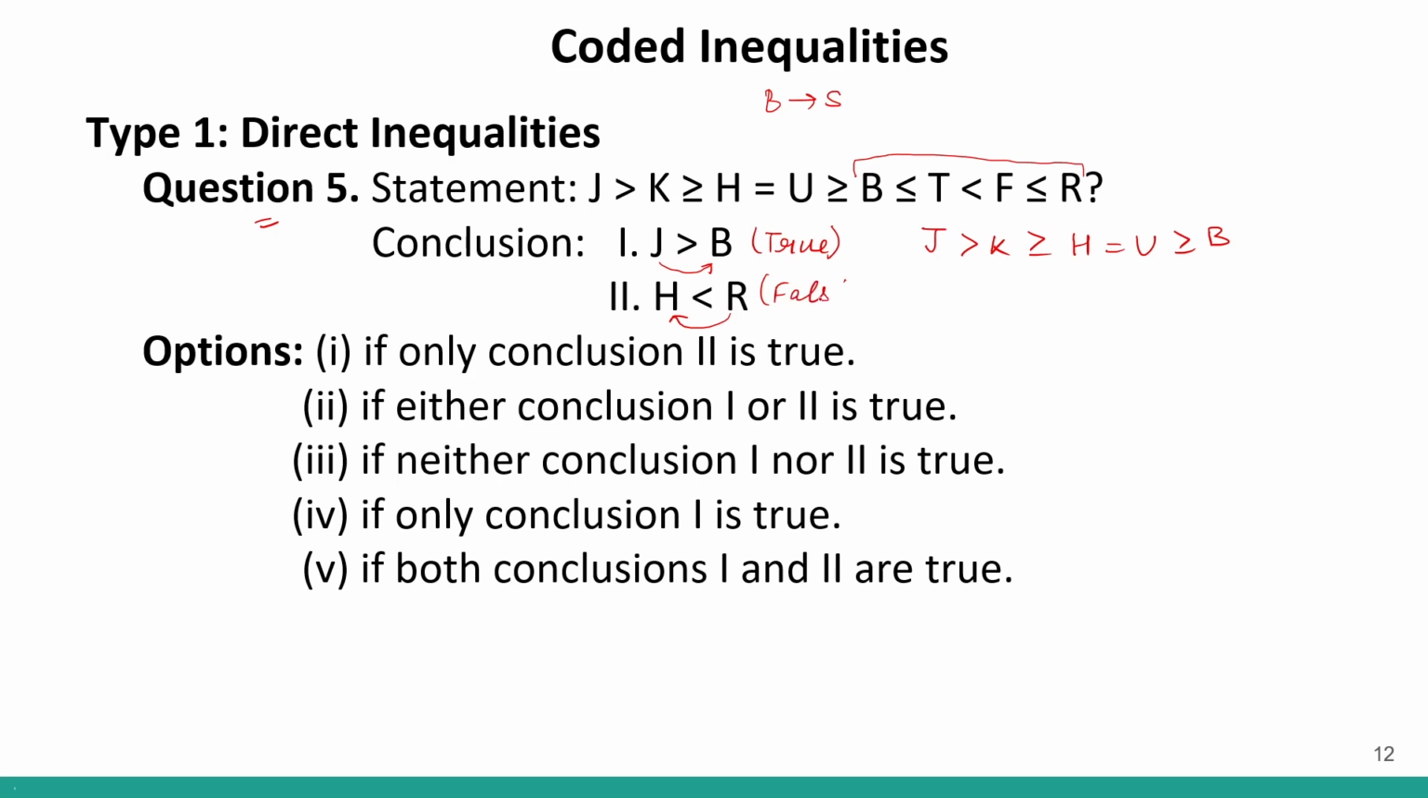This will be false. So my answer will be that only one is true. Only one is true is given in option number 4, that only conclusion 1 is true. Therefore my answer will be option number 4. Clear?